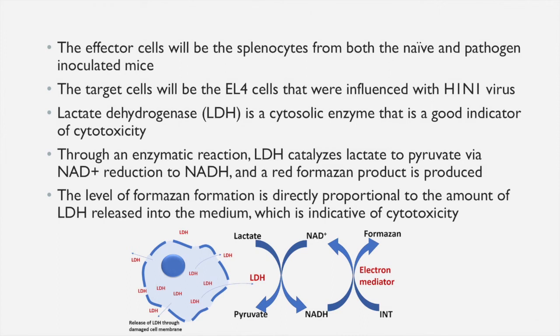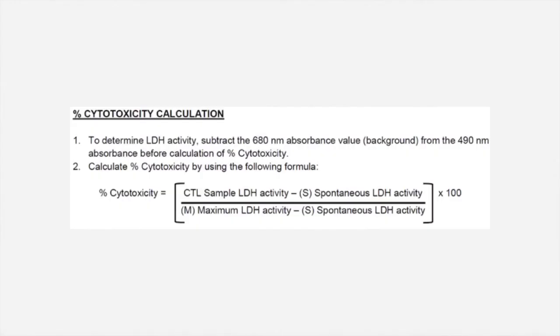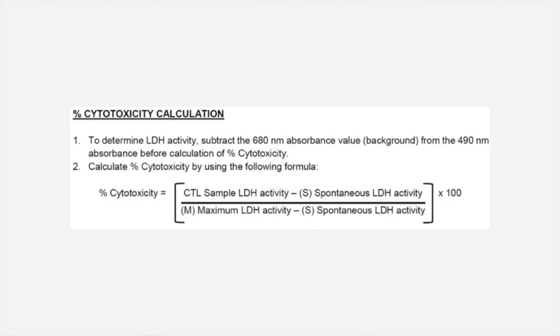The goal of this experiment is to use an LDH cytotoxicity assay to quantify cellular cytotoxicity by measuring formazan spectrophotometrically at 490 nm. In order to determine the percent cytotoxicity of the experiment, we needed to determine the LDH activity. This was done by subtracting the 680 nanometer absorbance value from the 490 nanometer absorbance, as seen by the formula on this page.